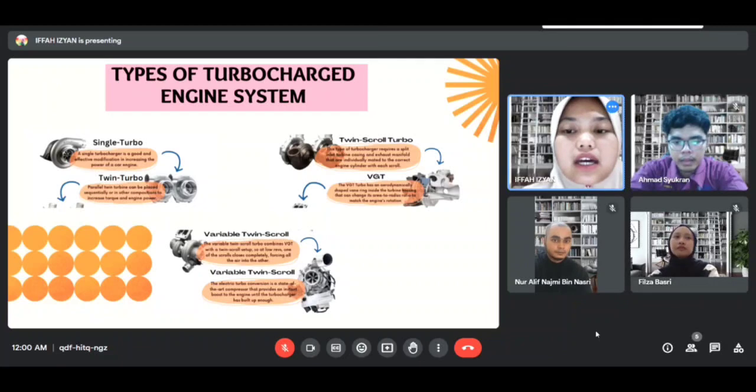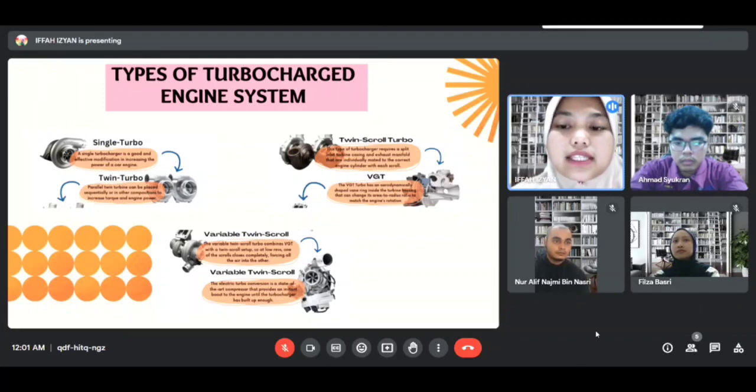Three is twin scroll turbo. As you can imagine, these pulses easily overlap and interfere with each other during turbo ignition, and the twin scroll turbocharger solves this problem by using a split inlet turbine housing and a special exhaust manifold that matches the correct cylinder to each cylinder scroll.